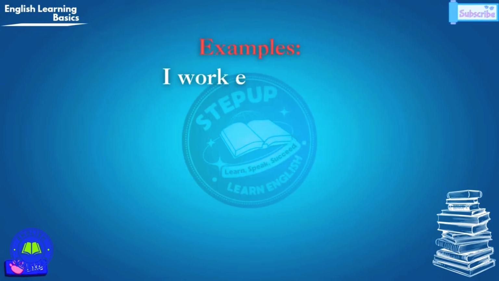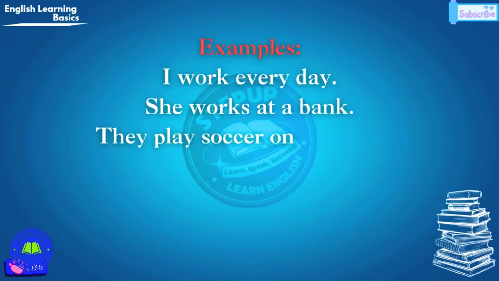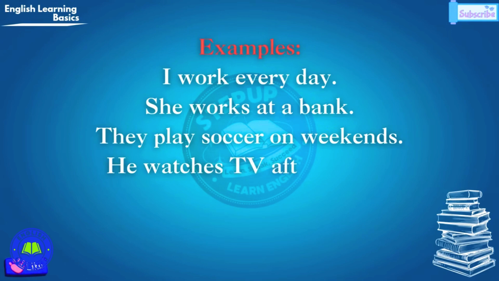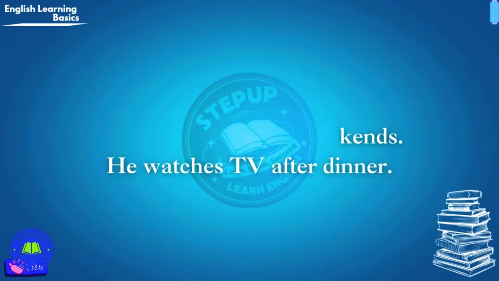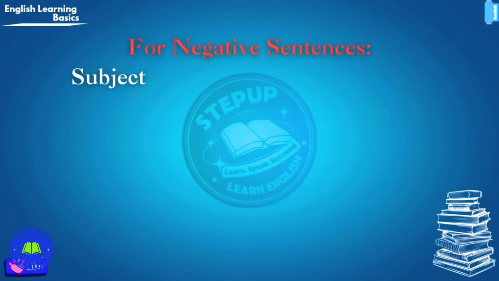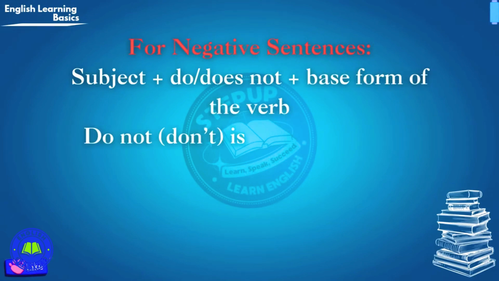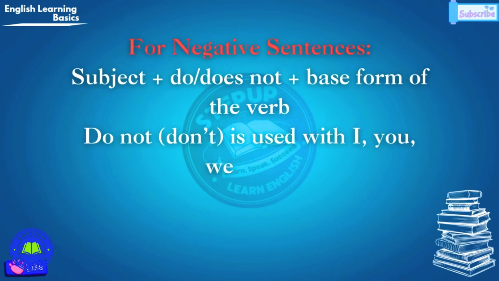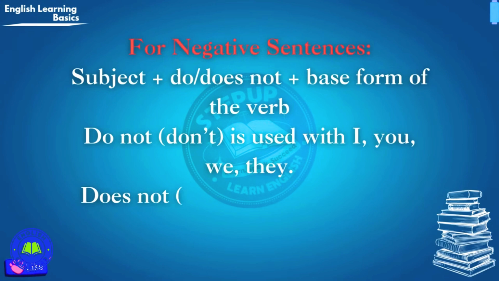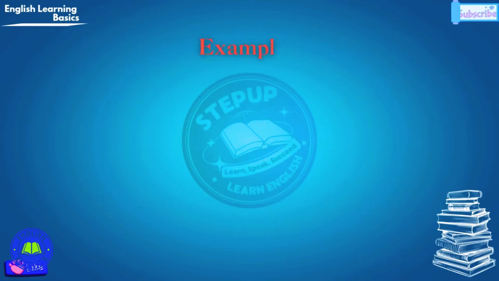Examples: I work every day. She works at a bank. They play soccer on weekends. He watches TV after dinner. For negative sentences: subject plus do or does not plus base form of the verb. Do not, don't, is used with I, you, we, they. Does not, doesn't, is used with he, she, it.